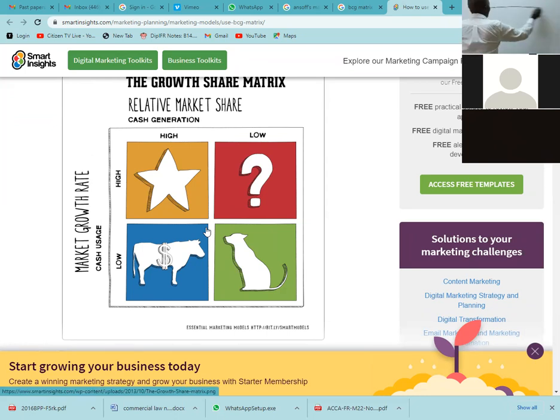So ladies and gentlemen, I'll draw this on the table. We have here cash usage. Cash usage, we have what we call the market growth. How are we growing our market? So market growth. And then we have cash generation, which is the market share. So we have here high, we have low. We have here high, we have low.